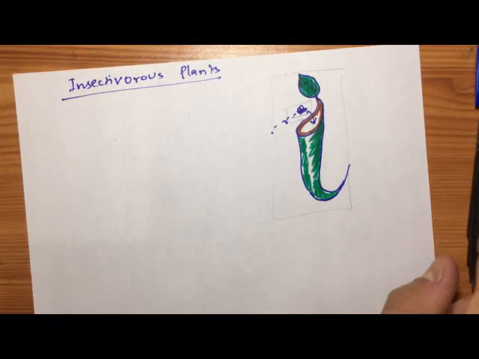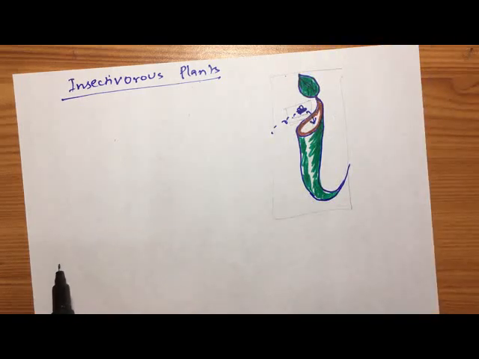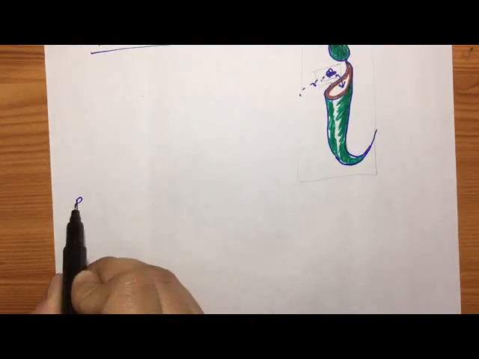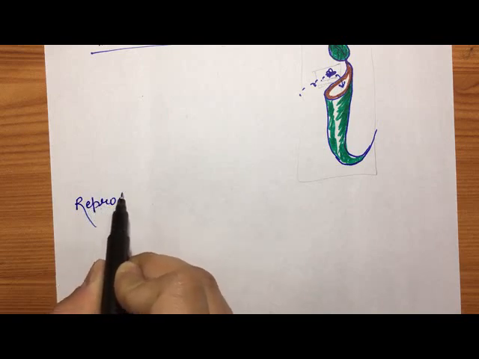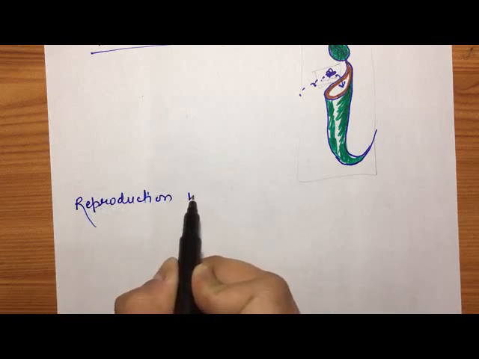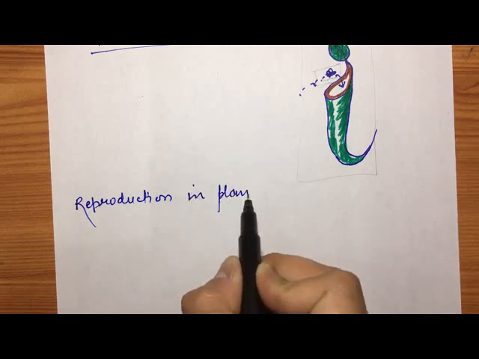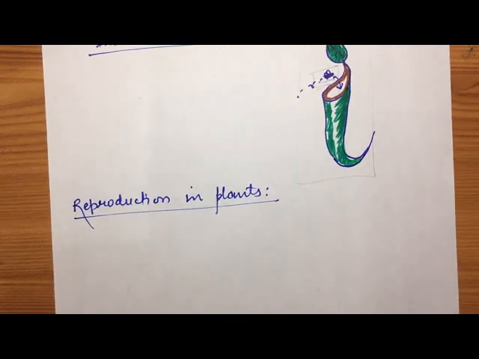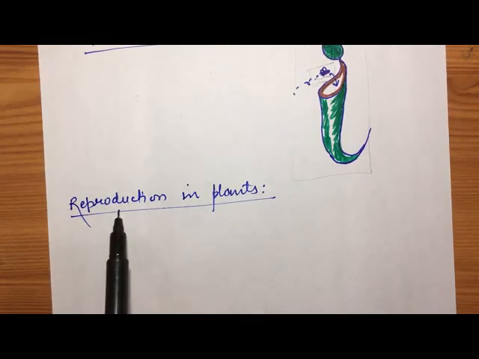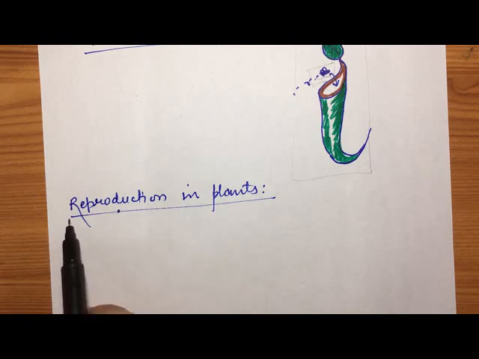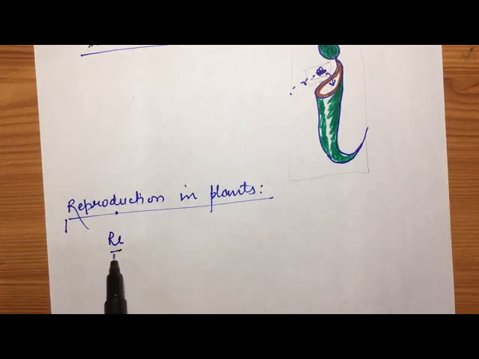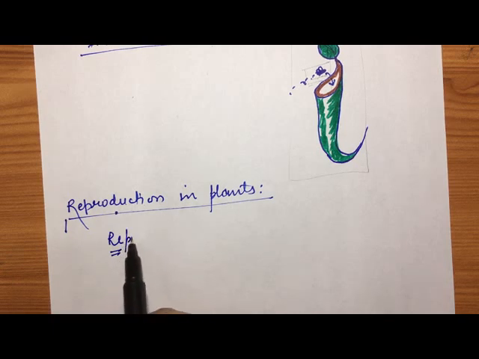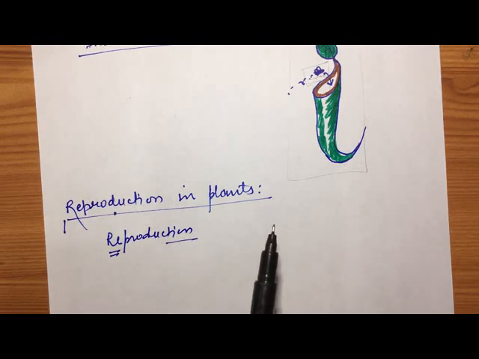Sorry. Now we will study reproduction in plants. Okay. The word reproduction means, re means repeatedly, production means to produce. It means that they can grow like themselves.